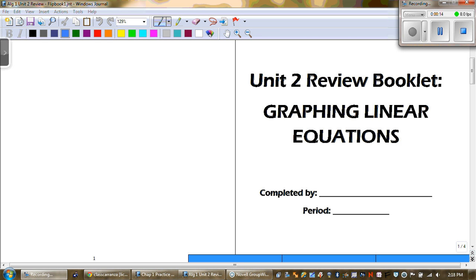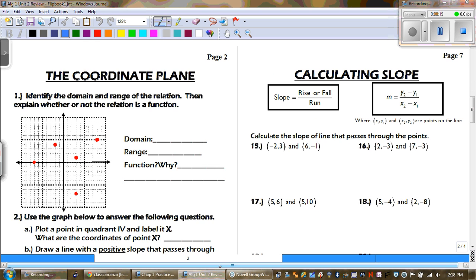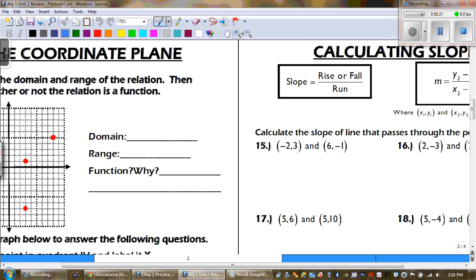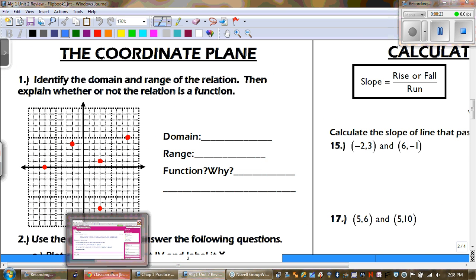Today we're going to be talking about the Graphing Linear Equations Review Booklet that we made in class today. So mine's just a little bit out of order, so we're going to be flipping back and forth between the different pages as we go along. So hopefully yours is in order and we're good to go.